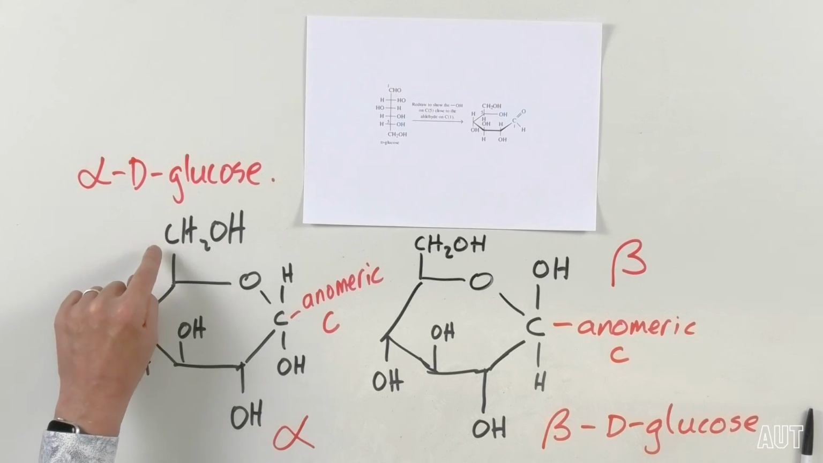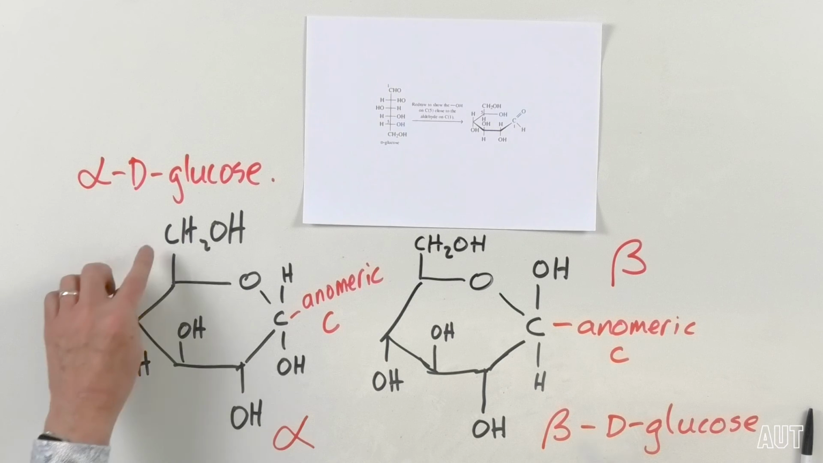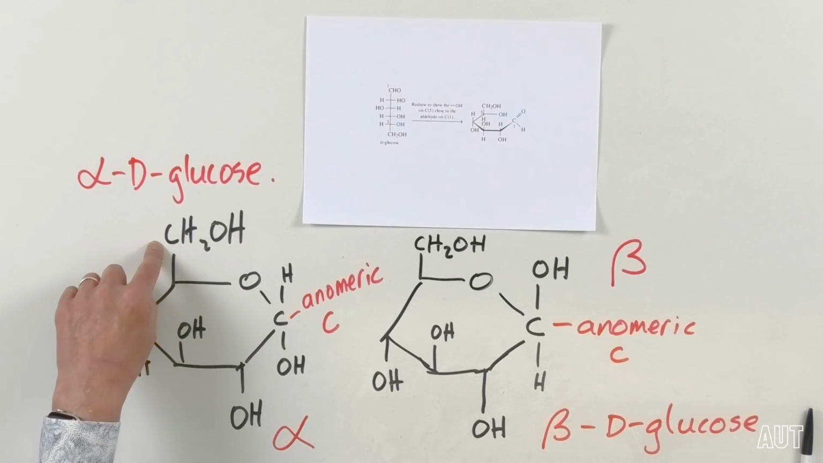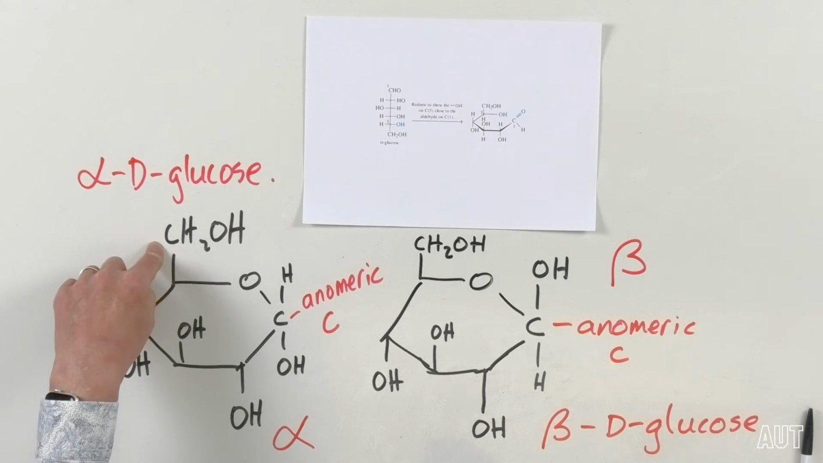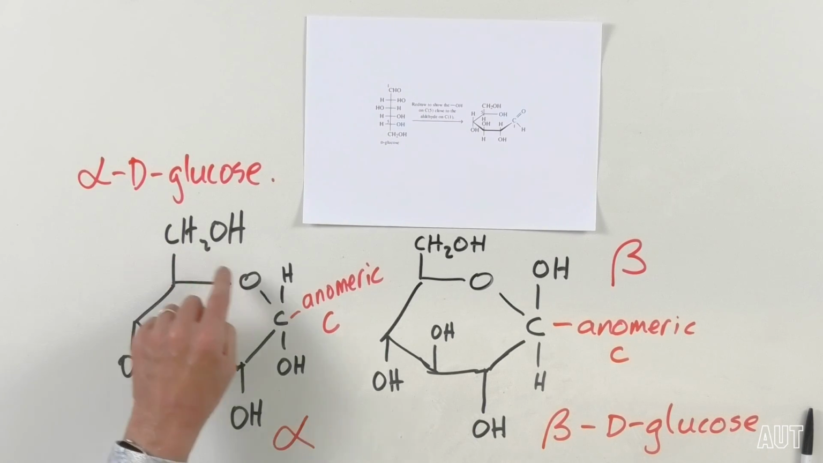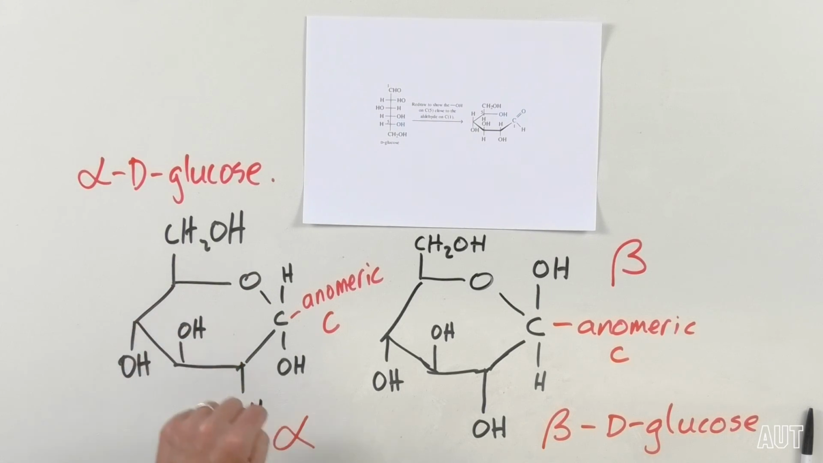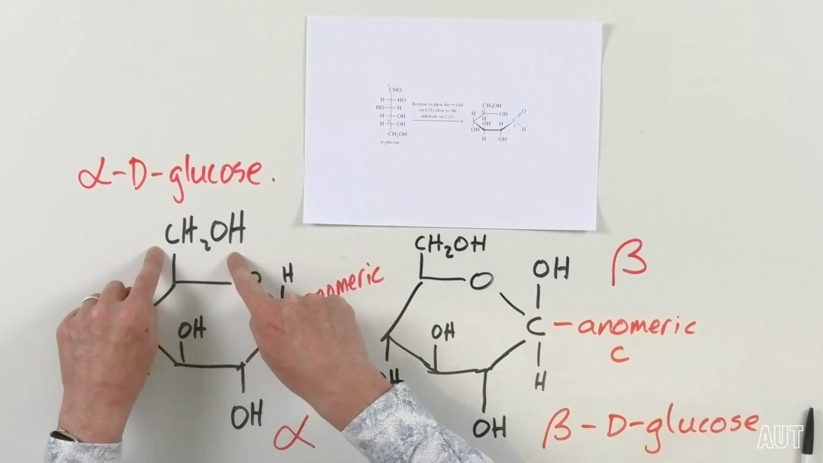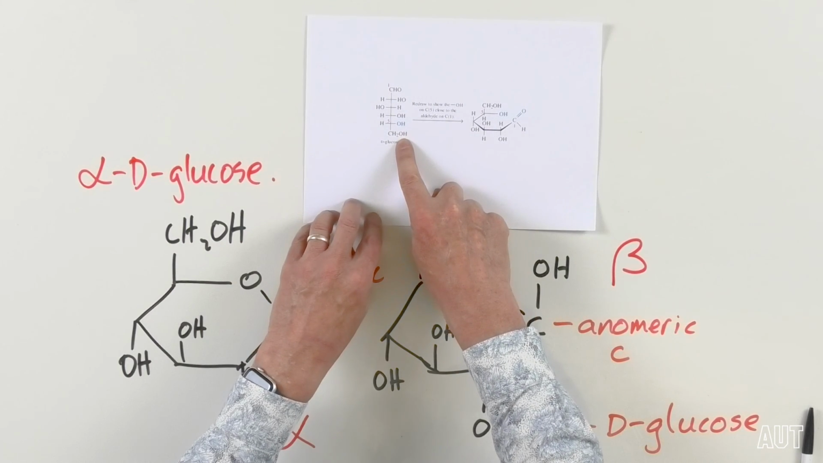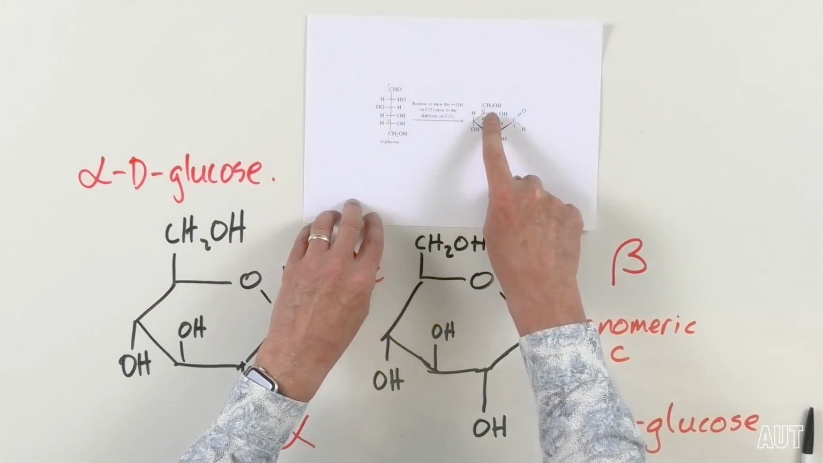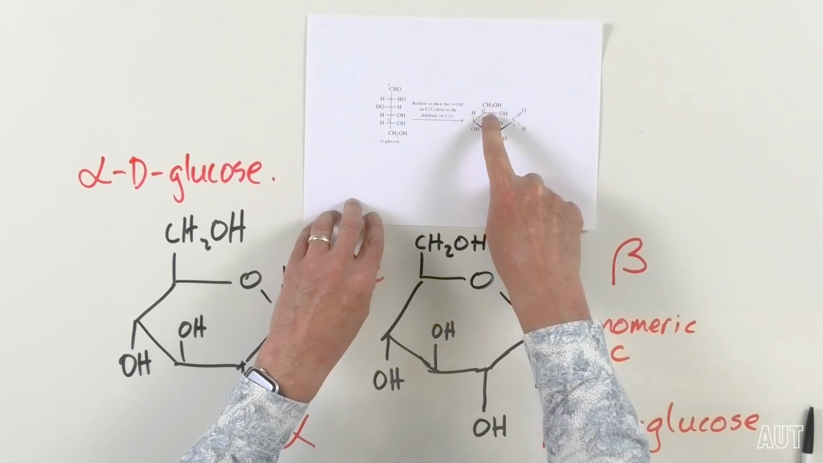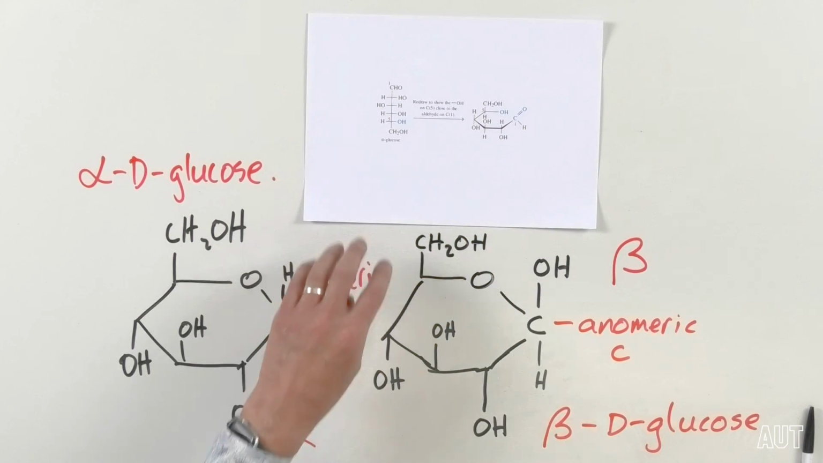Oh yes, one more thing. If we've got a D-glucose, or any D sugar, that means that the CH2OH is pointing up. It's on the top side of the ring. An L sugar has the CH2OH pointing down. So just remember this CH2OH is this CH2OH. That's where it comes from. Pointing up, we've got a D sugar. Pointing down, we've got an L sugar.